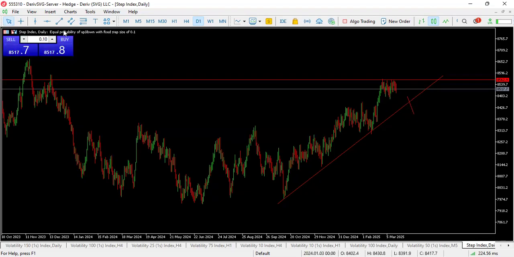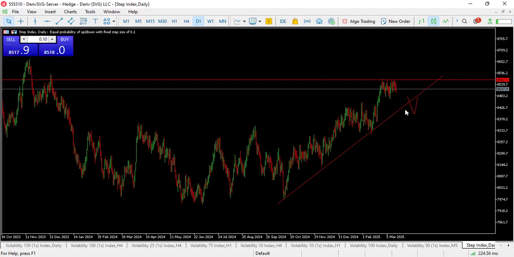It will break out and then it will retest. When you're waiting for the breakout and retest, use the 4 hours time frame to watch the market. Let the market break out and retest.